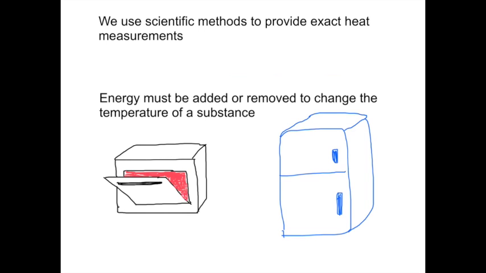Chances are you've become familiar with temperature in the past, simply by coming into contact with objects that are either hot or cold to the touch. However, in physics, we're going to introduce some scientific methods that will provide exact measurements for temperature. The first thing to keep in mind when we're studying heat is that energy must be either added or removed to change the temperature of a substance. So, for instance, a substance can be heated by placing it in the oven and adding energy as heat, or it can be cooled by placing it in the refrigerator or freezer.